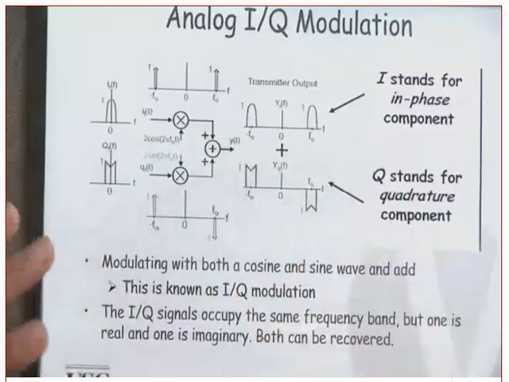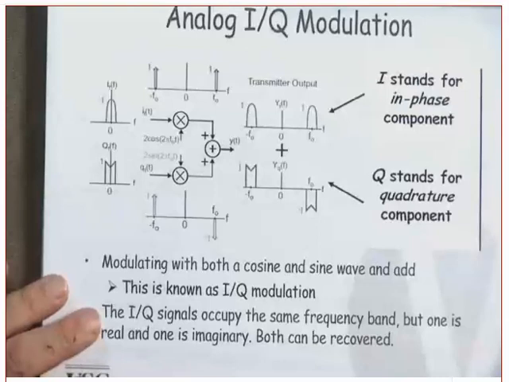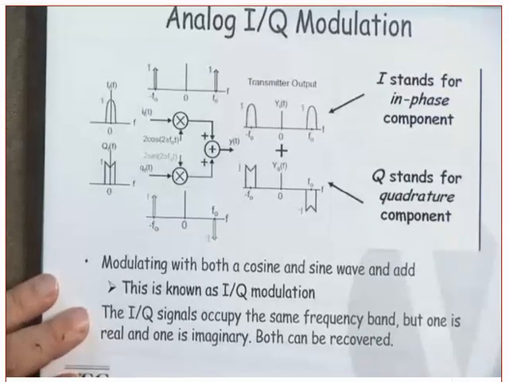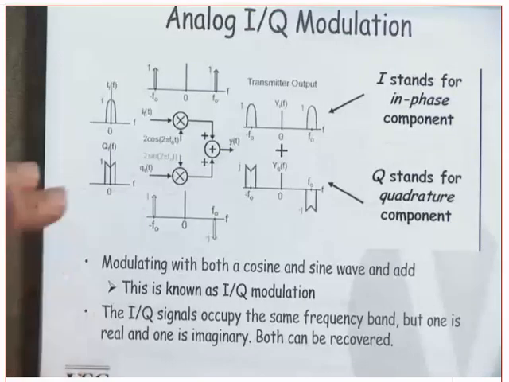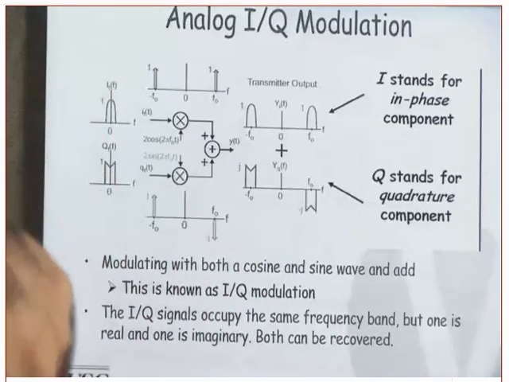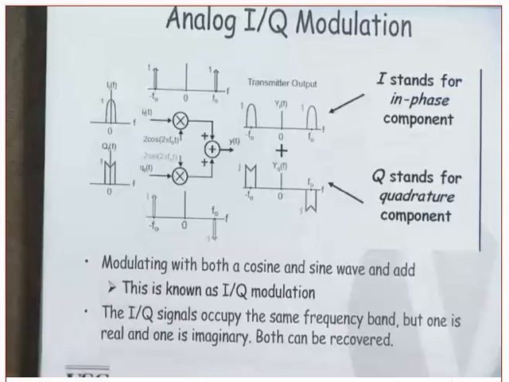At the receiving end, what do you need? You need a coherent demodulator. One of them is a cosine. The other one is a sine. Now, what can you tell me about the cosine and the sine? They are orthogonal. So when you do the correlation at the receiver, the I does not go into the Q channel, and the Q does not go into the I channel. And you will be able to separate them from each other.